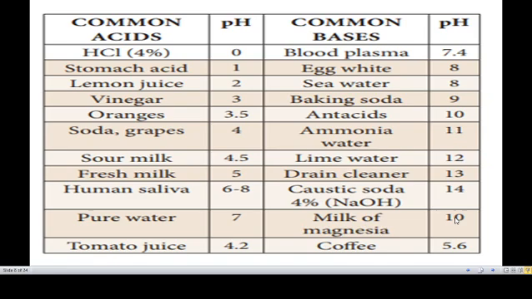Milk of magnesia is a brand name. Its pH value is 10. Milk of magnesia is a medicine used for constipation. Then coffee pH value 5.6. These are also the common pH values of some solutions.